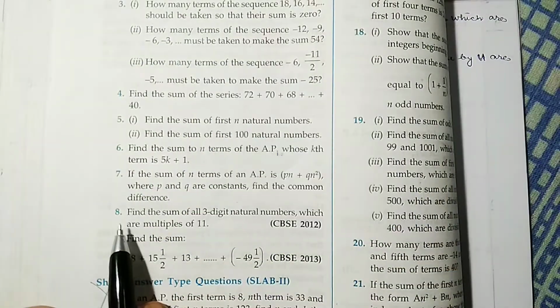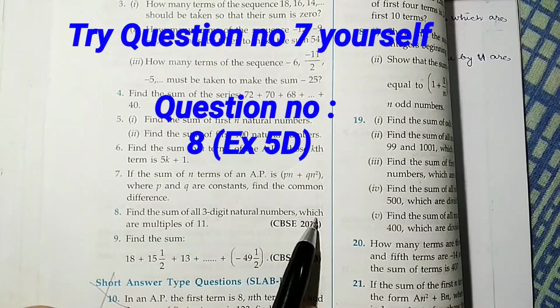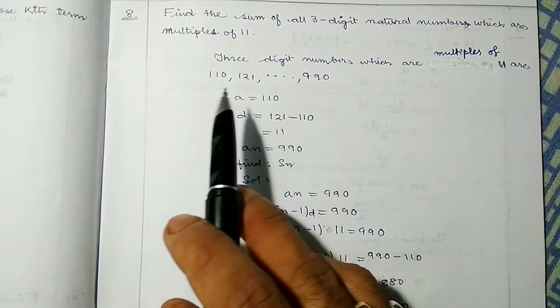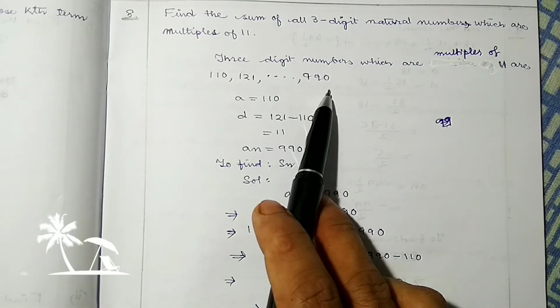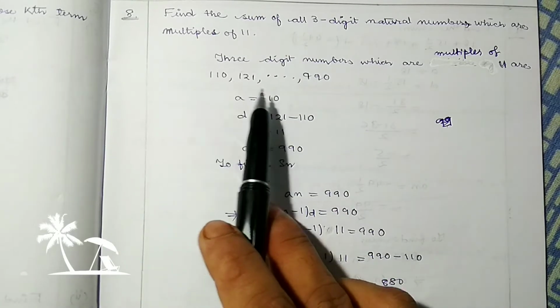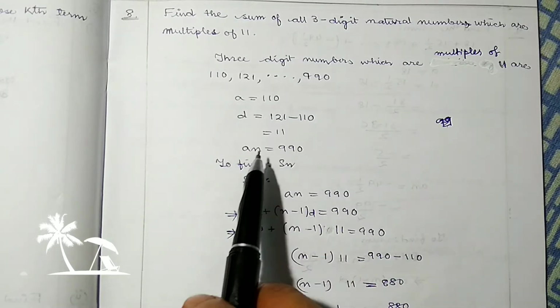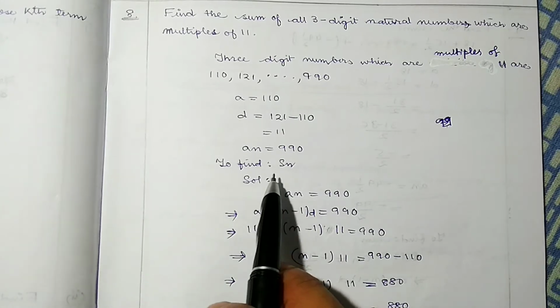Now question number 8. Find the sum of all 3-digit natural numbers which are multiples of 11. 3-digit numbers which are multiples of 11 are 110, 121. It will be up to 990. Here A is 110. D will be second term minus first term. That will be 11. And last term or nth term is 990. And we have to find the sum.